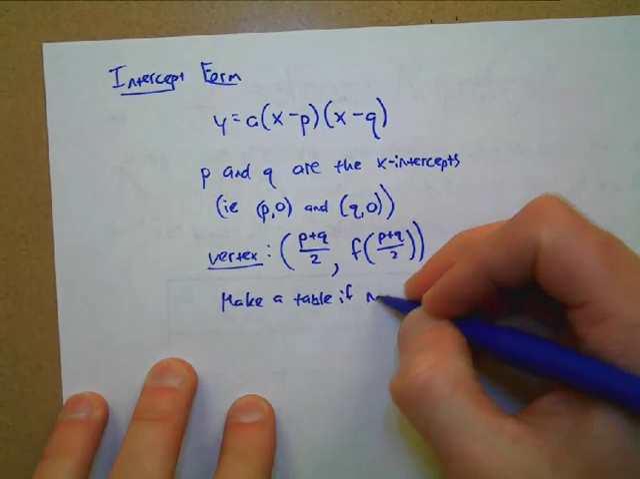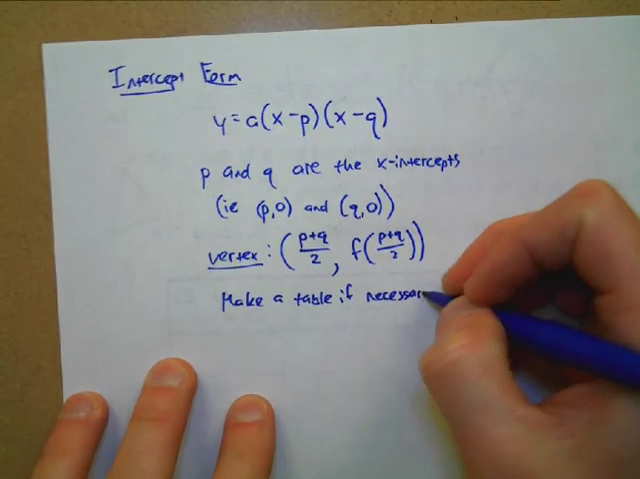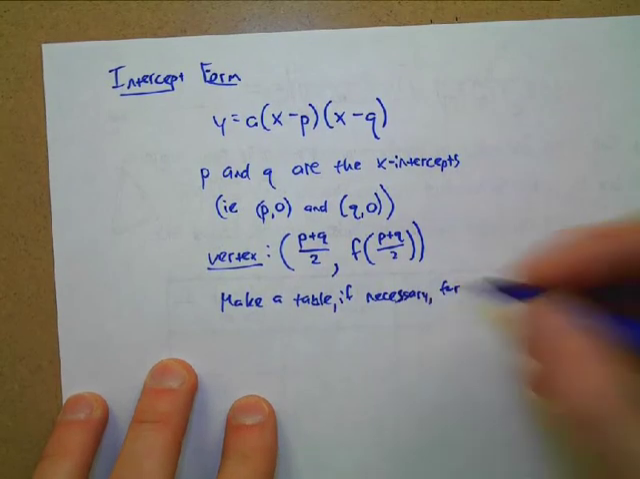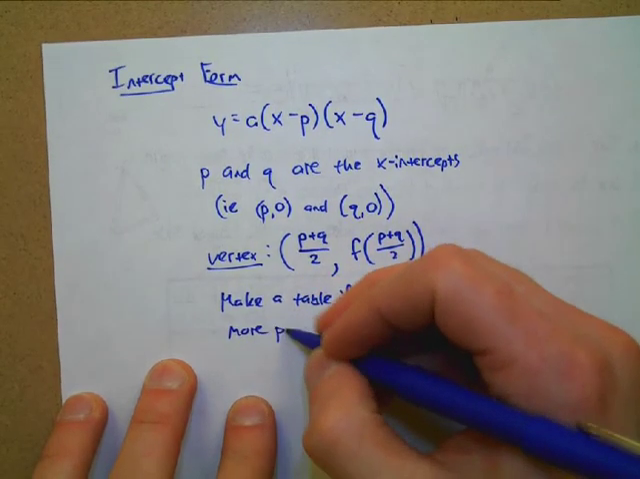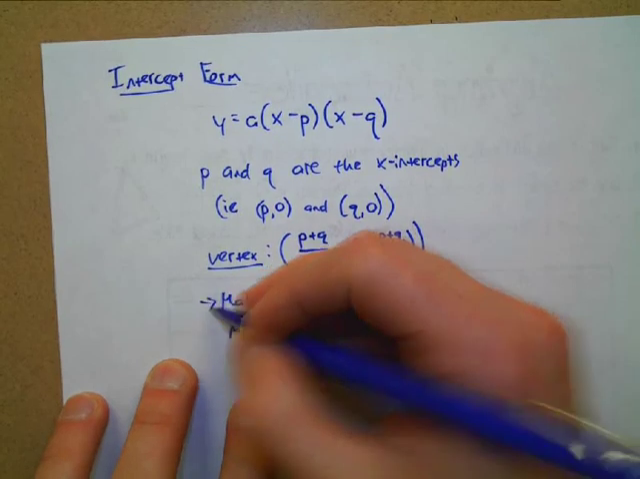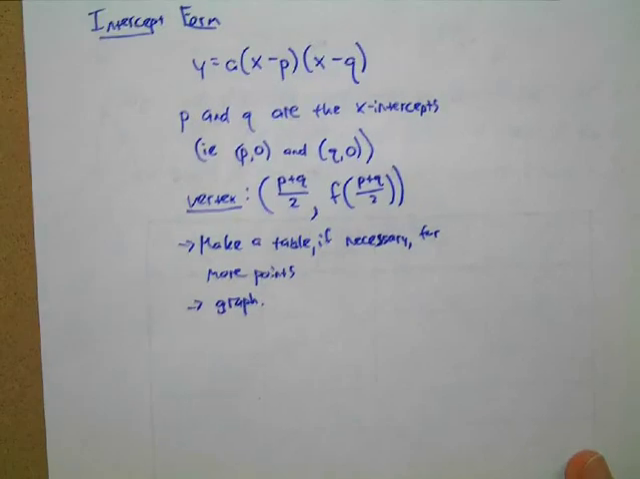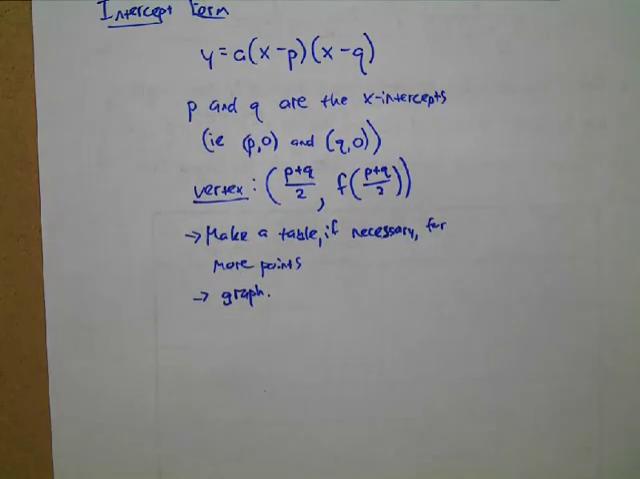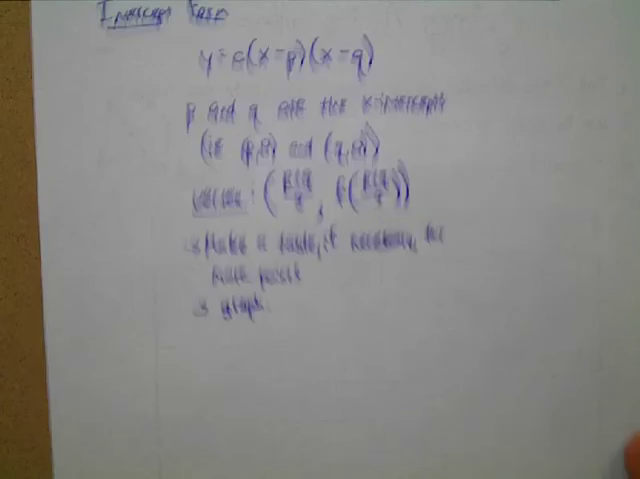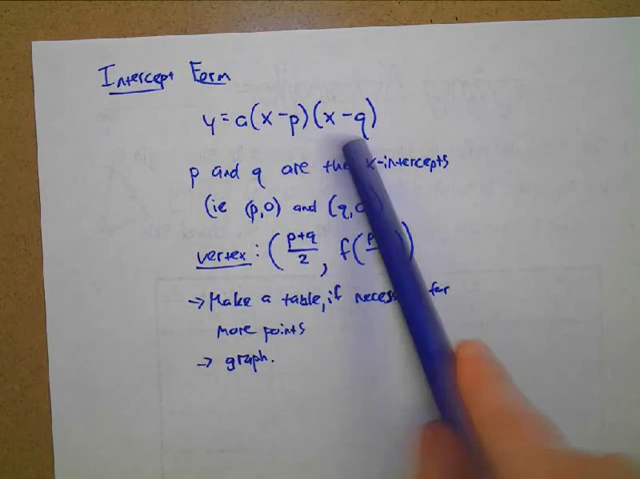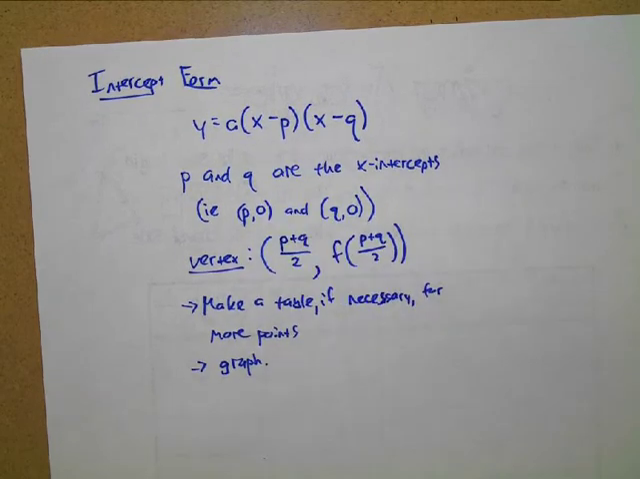And again, once you have that vertex, then you can make a table if you need to get more points. You'll already have 2 points because of the zeros, right? But once you have that vertex, then you can again make a table, make a table if necessary for more points. Okay, and then graph.